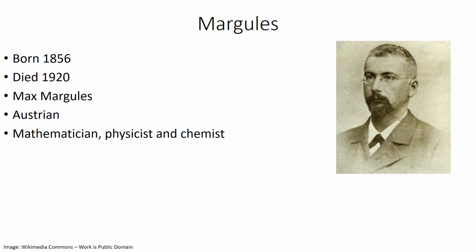So who was Margules? He was born in 1856, died in 1920. He was an Austrian, and he was a mathematician, physicist, and chemist.